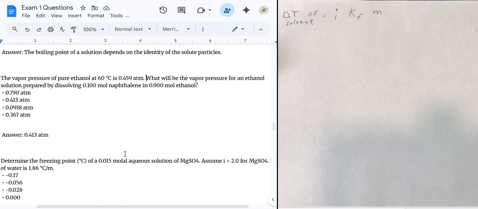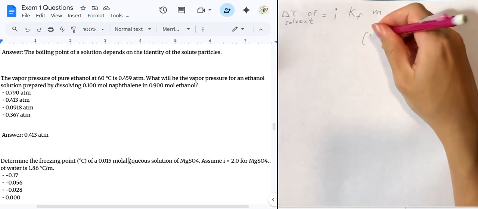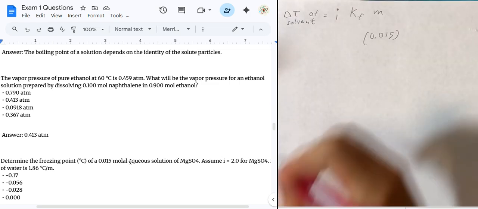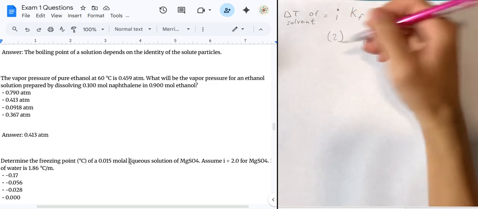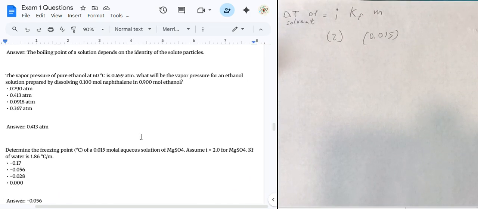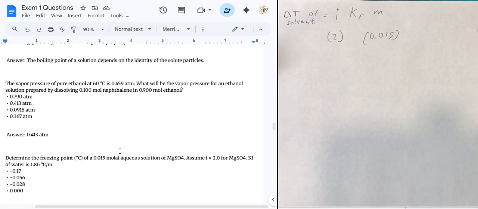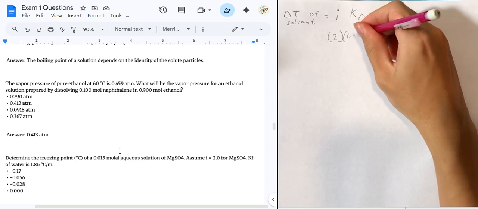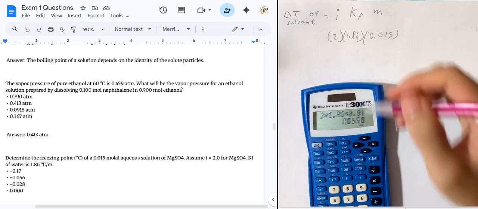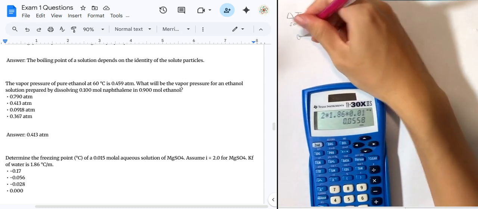So we know molality is 0.015. I is 2. And Kf of water is 1.86. And we just solve for that, which is equal to 0.0558.